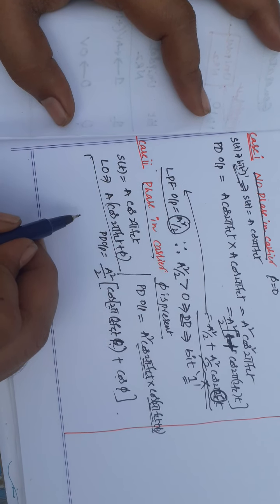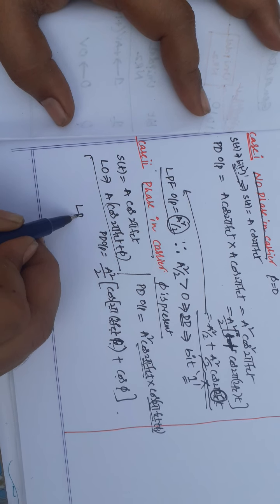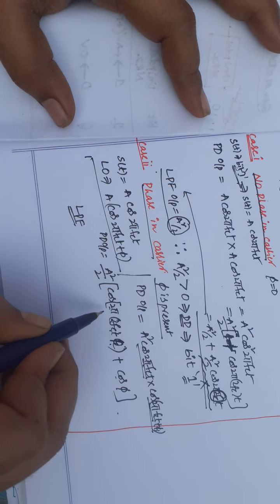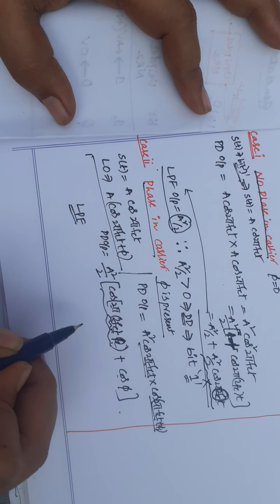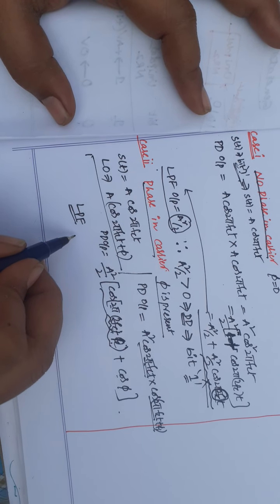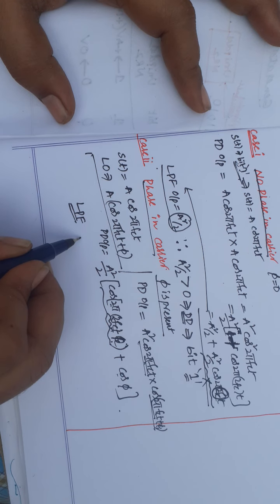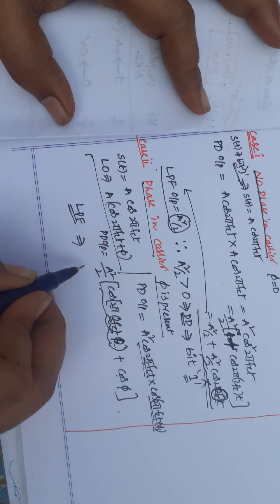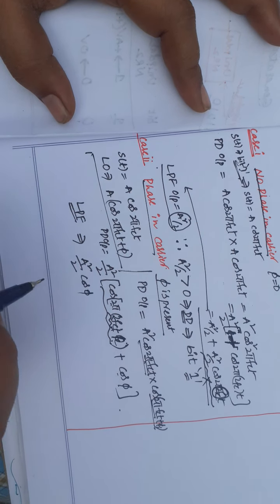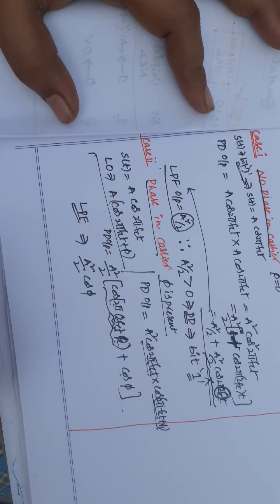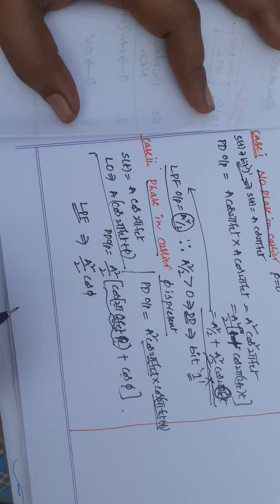So this signal is passed through the low pass filter. Because of the high frequency term, this signal is not passed through the low pass filter. So the output of the low pass filter is A squared by 2 cos pi, right.